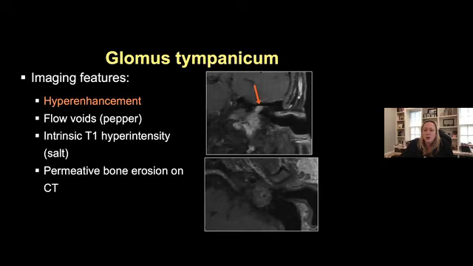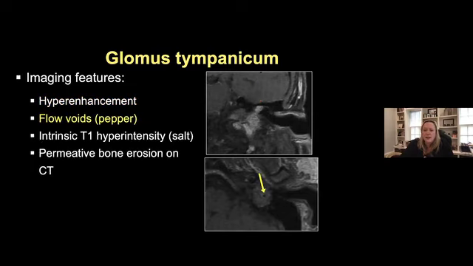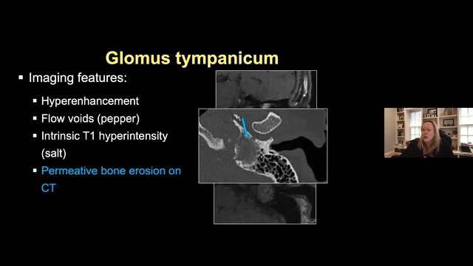So the imaging features of a glomus tympanicum or a jugulotympanicum are similar to paragangliomas anywhere else in the body. They're very hypervascular, and as such, they hyperenhance. And they have flow voids on both T1 and T2 weighted images, the so-called pepper. And then because of the intermittent flow, they can have areas of intrinsic T1 hyperintensity, so-called salt. So you'll hear people talk about salt and pepper appearance, as well as hyperenhancement. And then finally, they have that permeative bony erosion on CT around the margins of the lesion. It's not nice and scalloped and well circumscribed. It's sort of irregular around the periphery of these lesions.